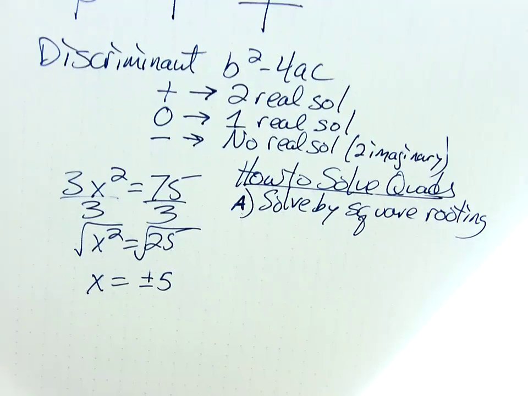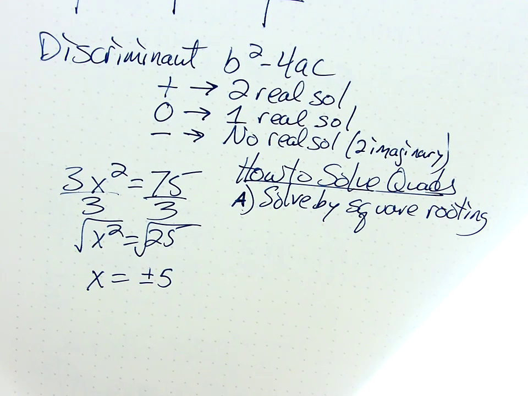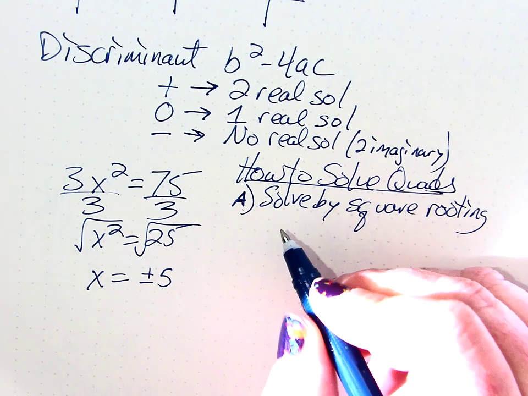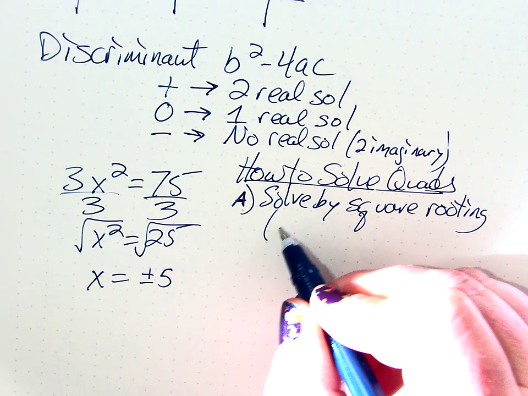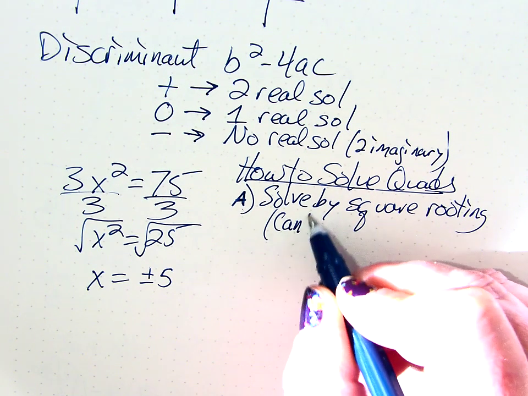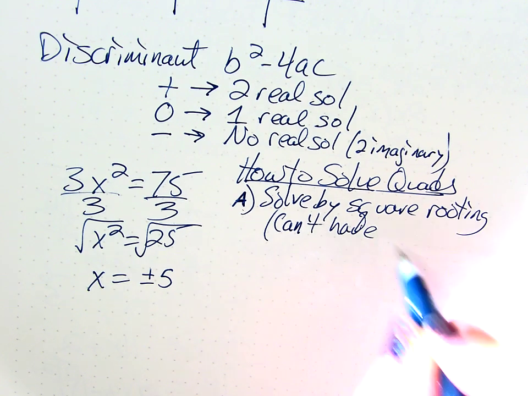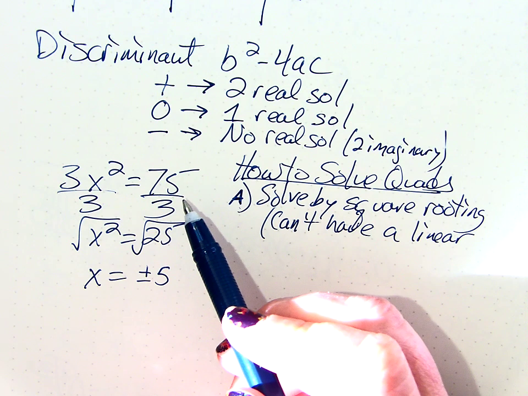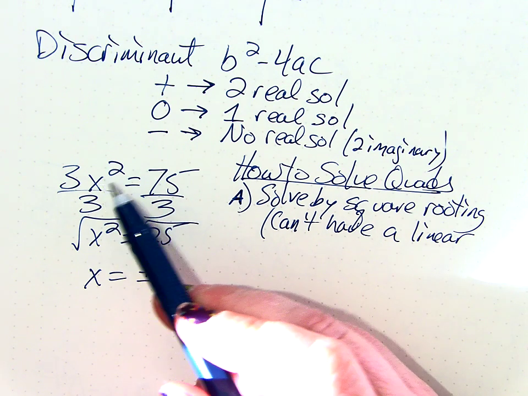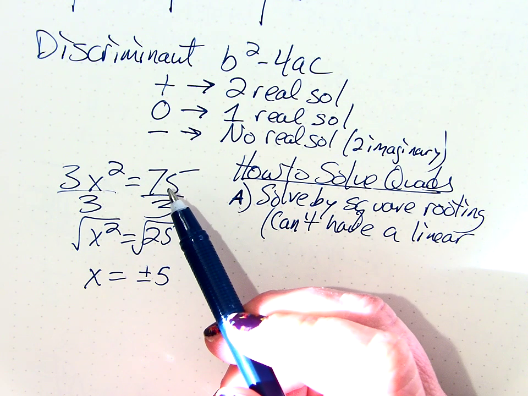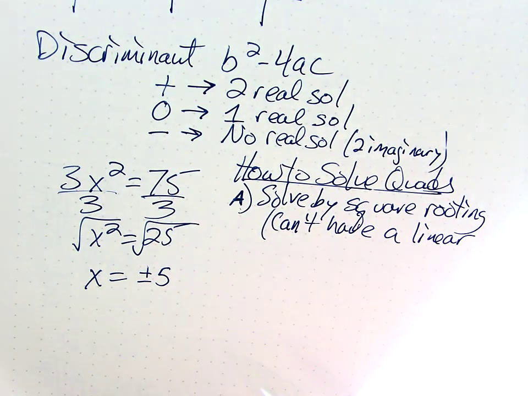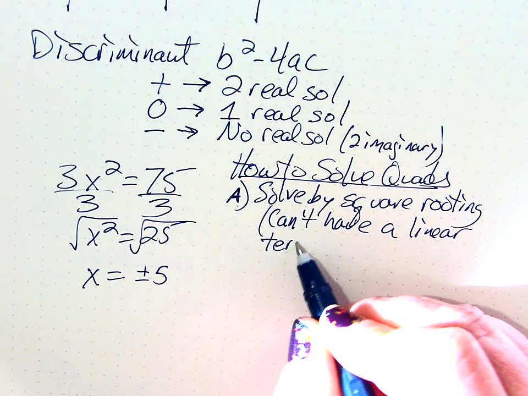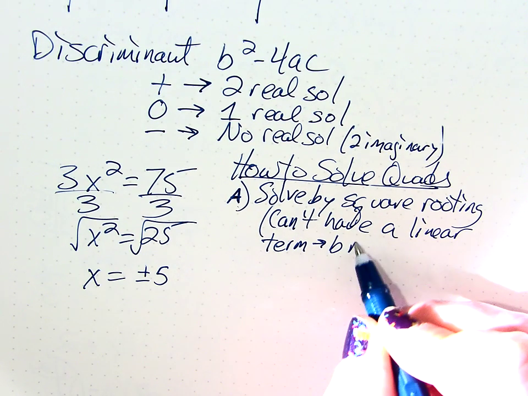Well, that's super easy. Why don't we do that all the time? Because you can't always. You can only solve by square rooting when b is 0. So you can't have a linear term. In other words, I can't have a term that has just an x on it. X squared is fine and a constant's fine, but if I had like plus 4x, I couldn't solve by square rooting. Can't have a linear term. B must be 0.